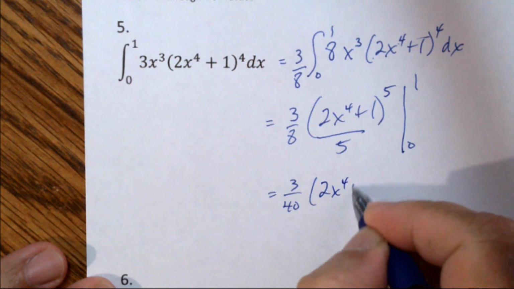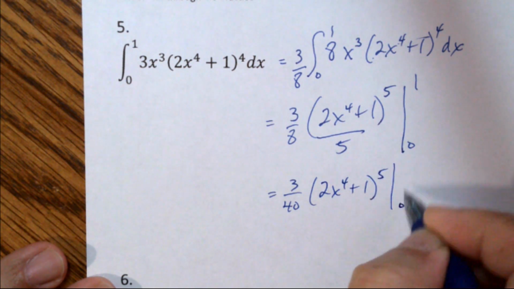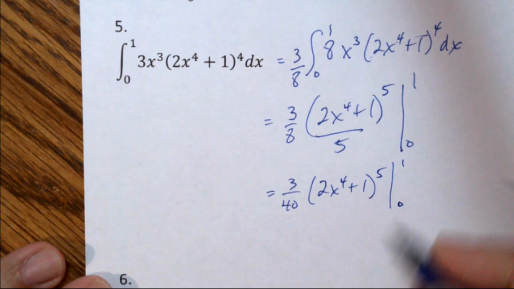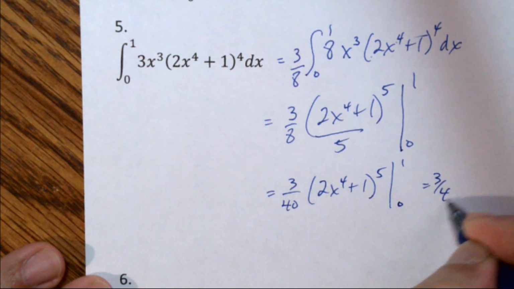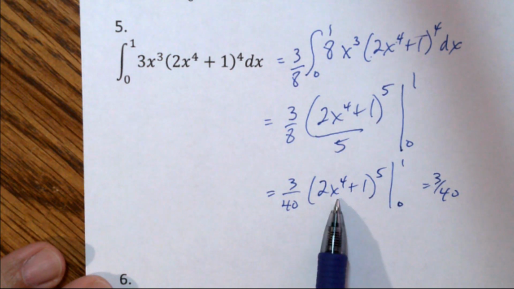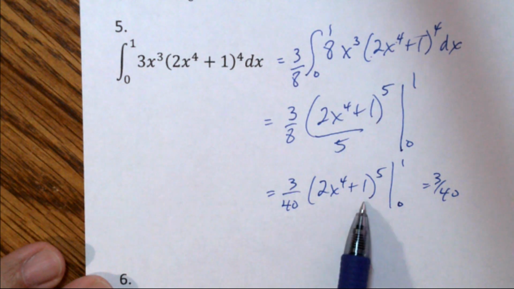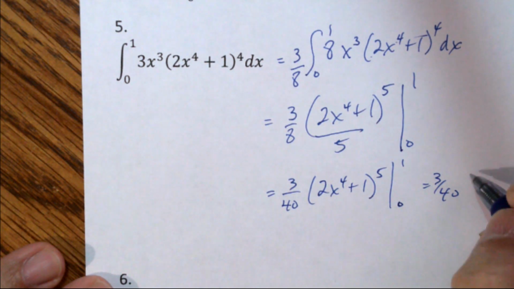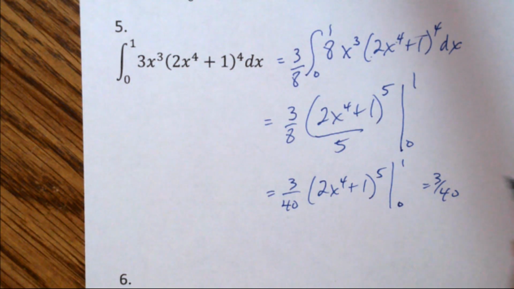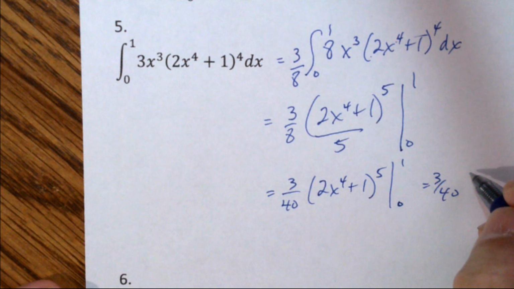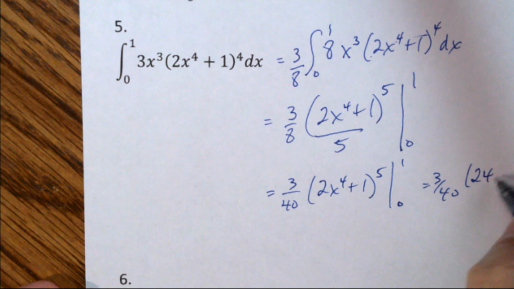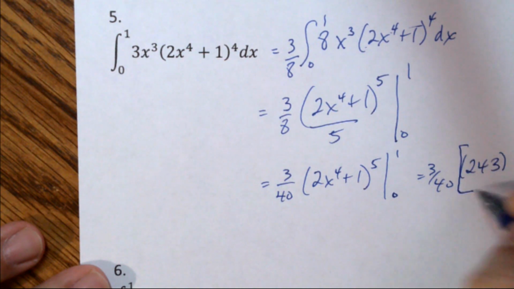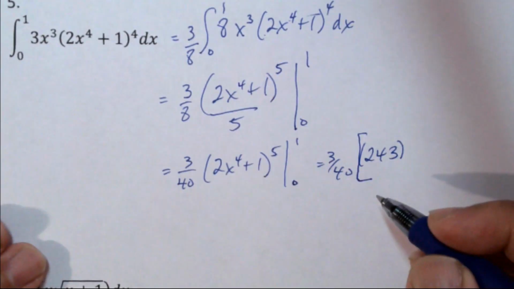And I'm just going to leave it out there. So if I plug in the 1, that's going to be 2 plus 1 is 3. And that's going to be 3 to the 5th. I don't know what that is. I think it's 3 to the 5th, 243. Let's pretend that I'm right. All right. I don't know why I used parentheses there. That was stupid of me. I don't need parentheses.